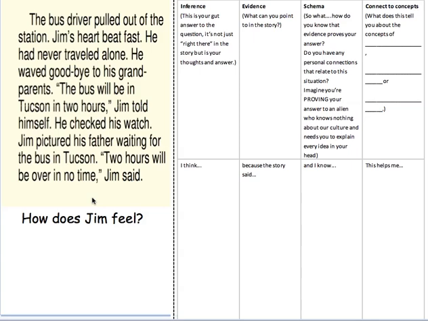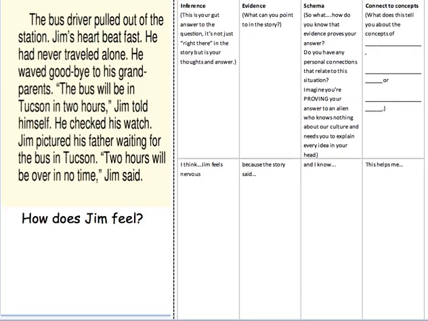Now I'm trying to think about how Jim feels, and based on the evidence, I'm debating between two feelings. He might be excited. I know that when you're excited, your heart is beating fast, and he's going on a trip where he gets to see his dad, and that would make me excited. I also think he might be nervous, because again, when you're nervous, your heart also beats fast, and you could be nervous if you're traveling alone. So I have to think about what emotion I think I can prove most strongly, and in this case, I think I can prove that he's feeling nervous. So I think Jim feels nervous.